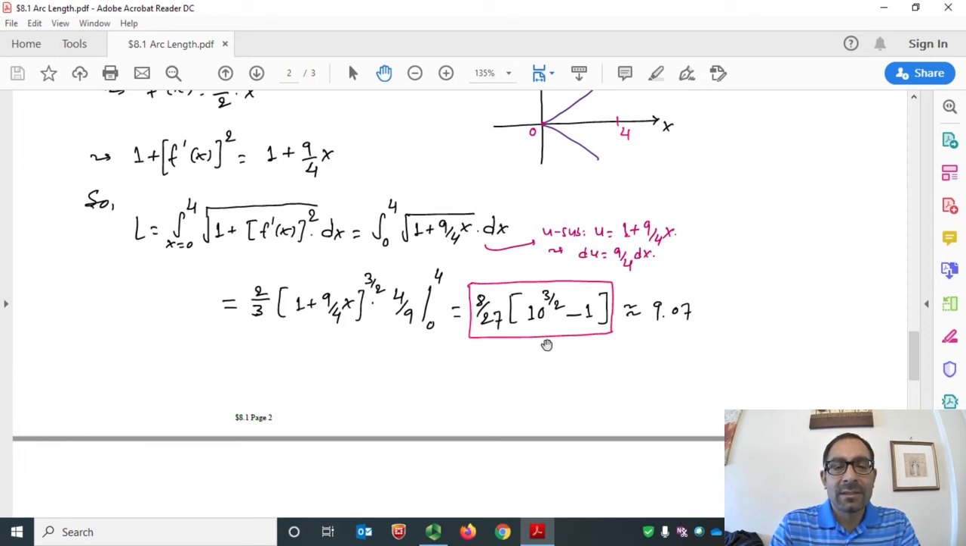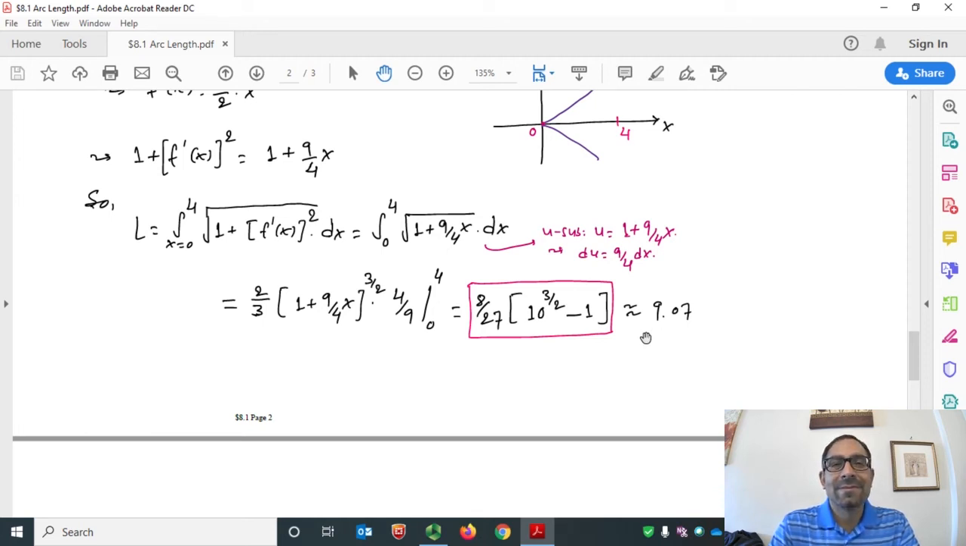And the next, put x equals 4, simplify, put x equals 0, simplify, subtract these two values. Then this gives you 8 over 27 times 10 to the power 3/2 minus 1. So that's our final answer. Using a calculator, we will get approximately 9.07.